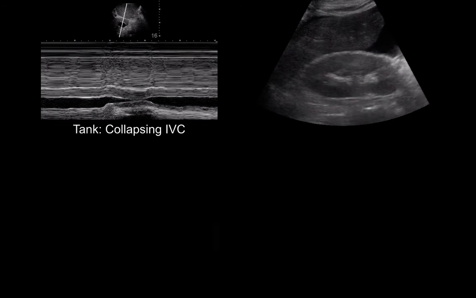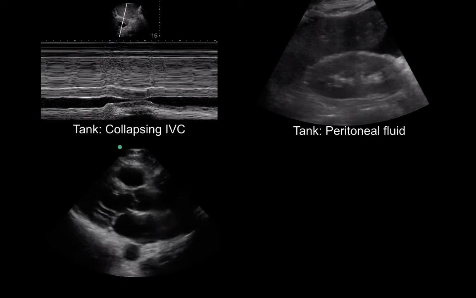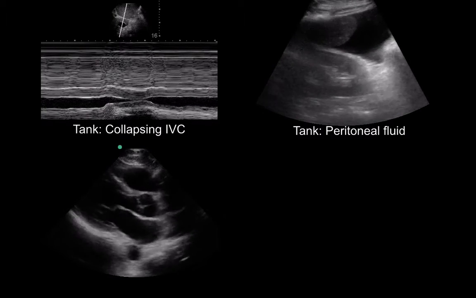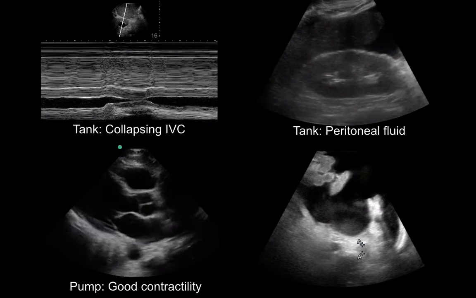Here is an M-mode tracing of the inferior vena cava. As the patient breathes, we see the walls of the IVC come together. Our tank assessment reveals a low volume state, so now we are considering hypovolemic and distributive shock. We perform a FAST exam and see free peritoneal fluid. Our pump assessment shows us good contractility. And for good measure, we check the aorta, which is normal.